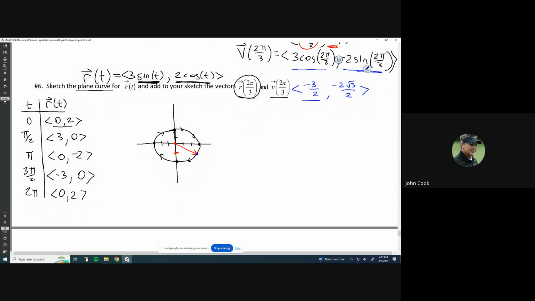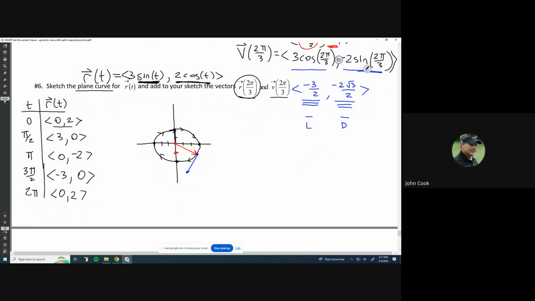Now, all you have to do to draw the vector is not be really accurate with it, but just know the general direction of it. Since this x value is negative, that means that it's going to be going to the left, so my vector is going that way. And then since my y value is also negative, that means it's going to be going down. So that means that the vector is going to be going like that, okay? It's going down and to the left from the position vector.